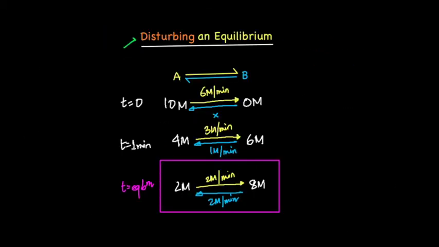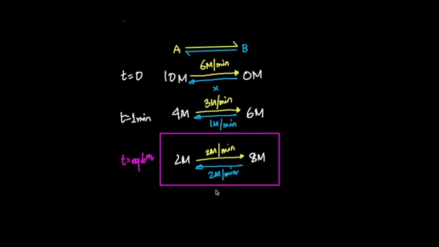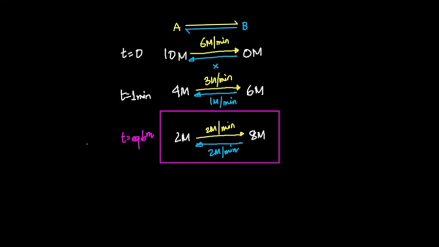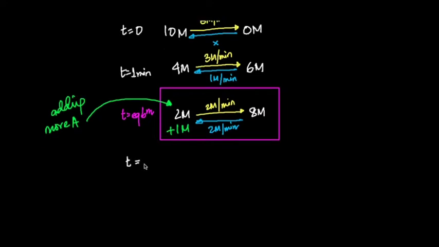Let us now see how an equilibrium reacts if we try to disturb it. Let us take a reversible reaction A giving me B, and let us say that it is at equilibrium. Now, if I try to disturb this equilibrium by adding more A, in fact, if I add 1 molar A at equilibrium, at that instant, the concentration of A increases to 3 molar, right? While concentration of B still remains 8 molar. Now, because the concentration of A has increased, the rate forward is also going to increase.